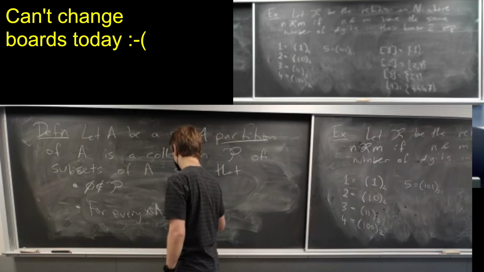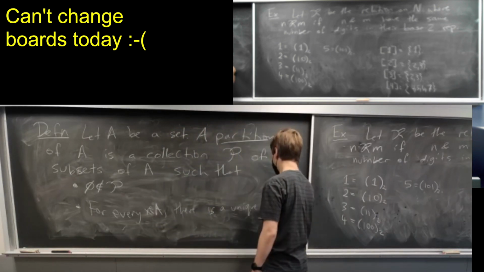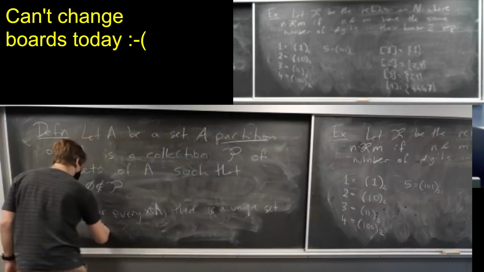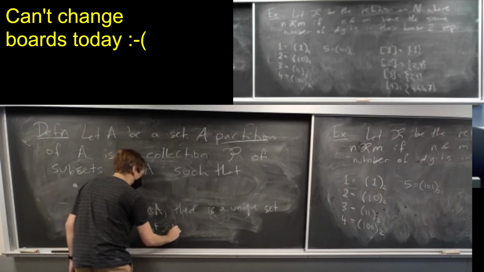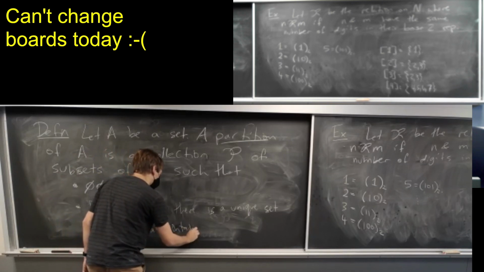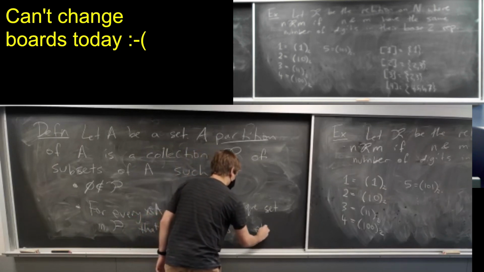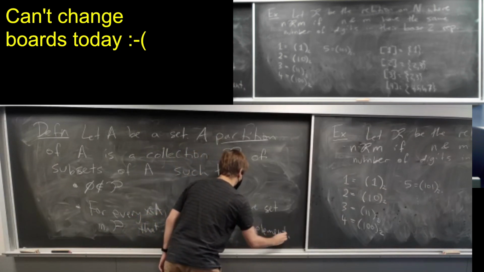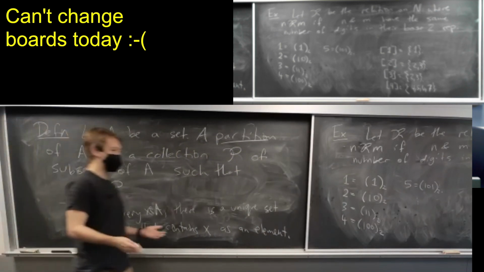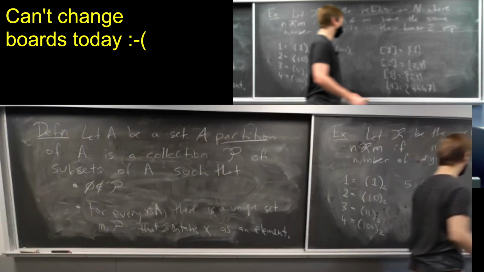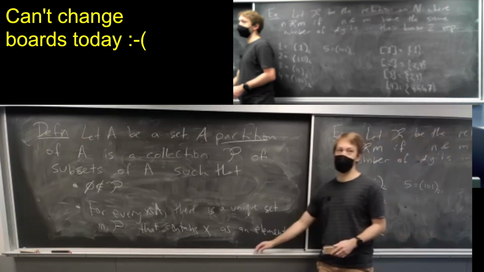So there is a unique set in P that contains x as an element. So what we've been observing is that if you take the equivalence classes of an equivalence relation, at least in the examples we've seen, it gives you a partition of the set.